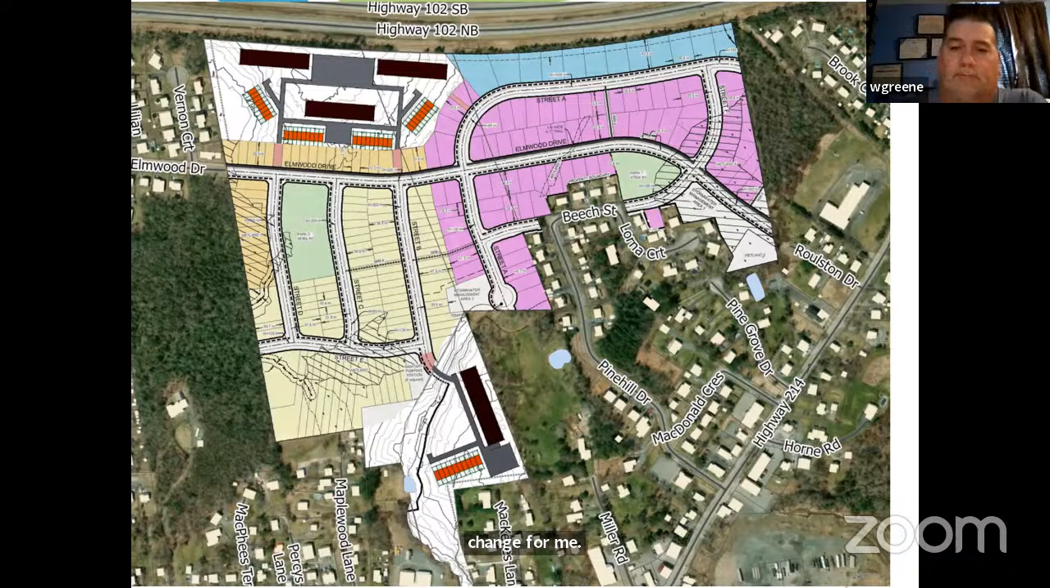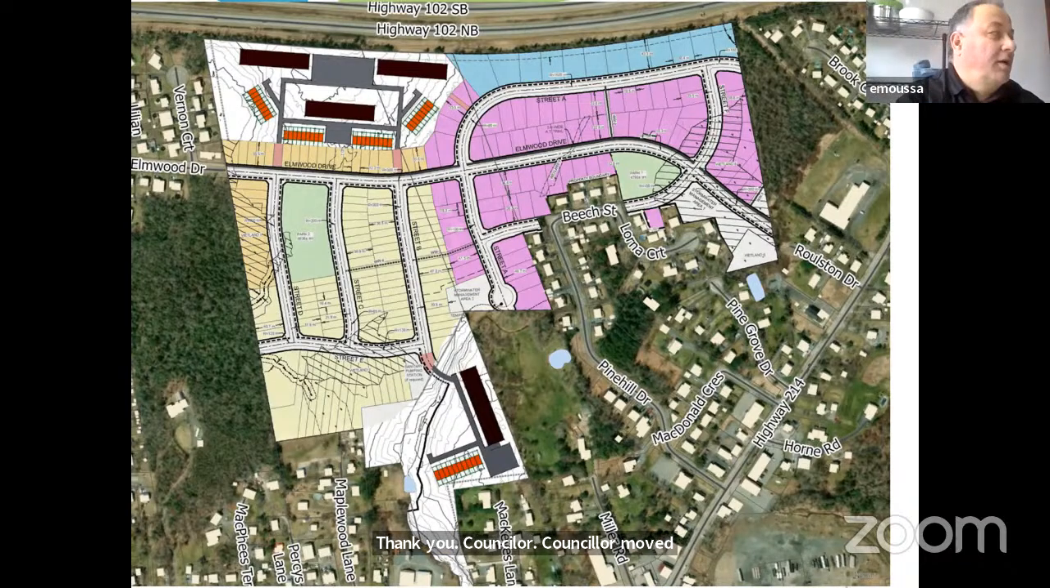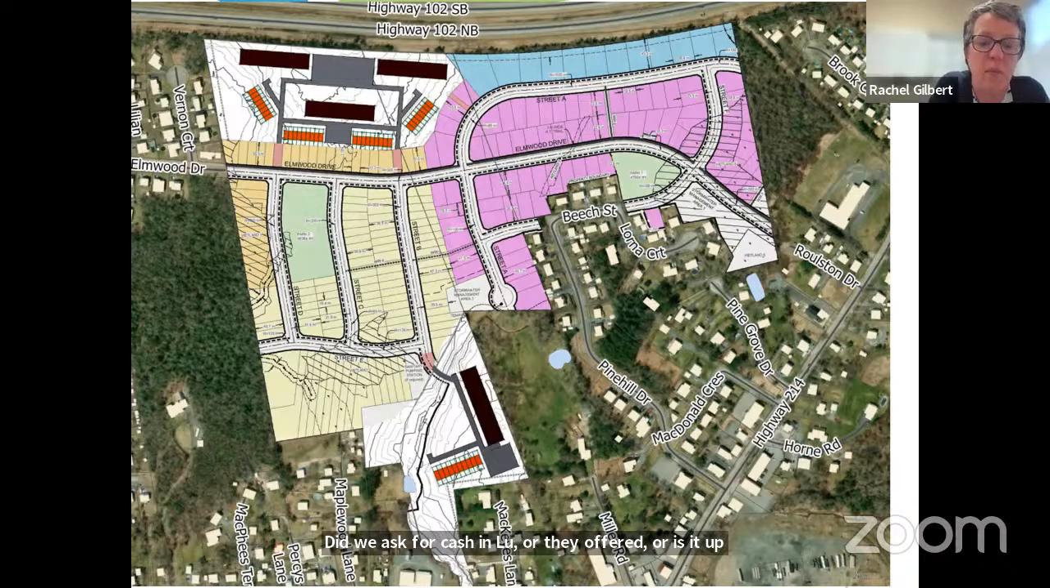Councillor Musa. Thank you, Mr. Chair. I don't know if anybody asked about the green space, but it looked very small. Did we ask for cash in lieu, or they offered, or is it up to us or up to them? Through Mr. Chair, that's what we have negotiated with the developer.